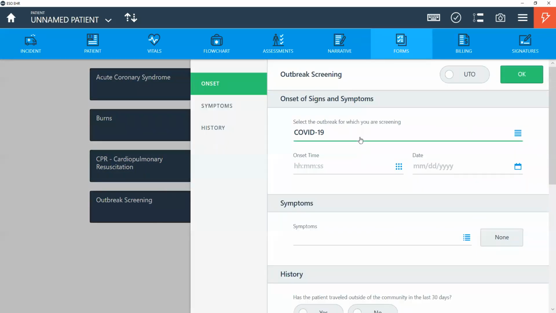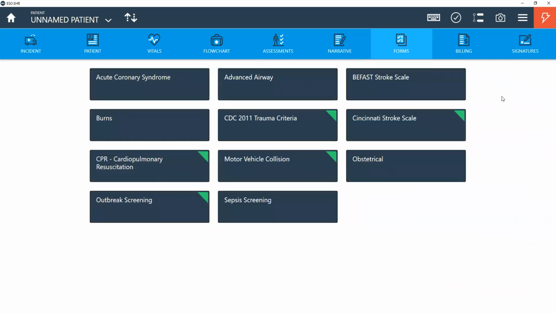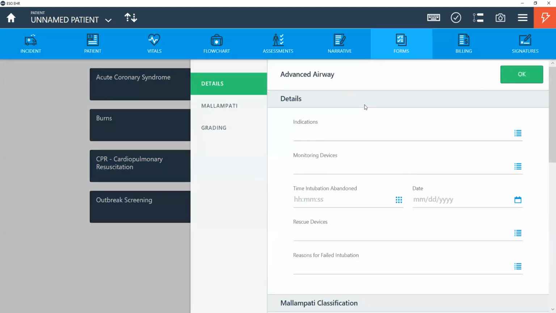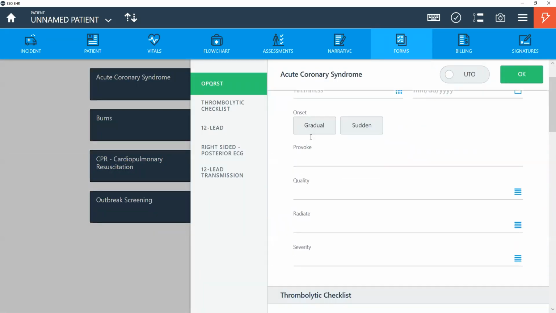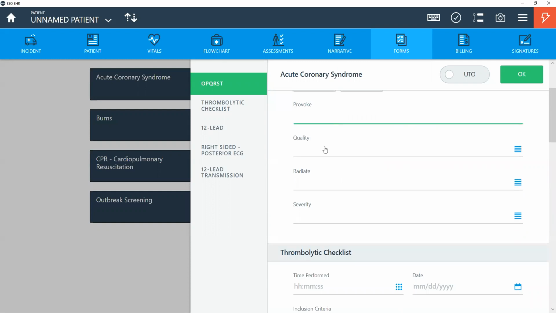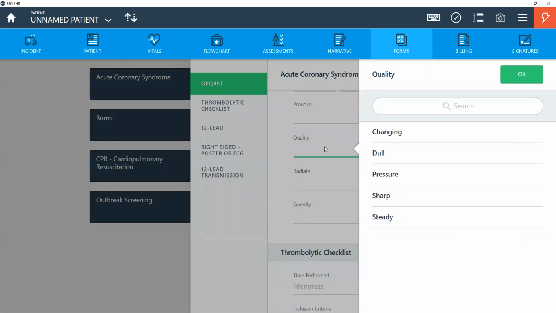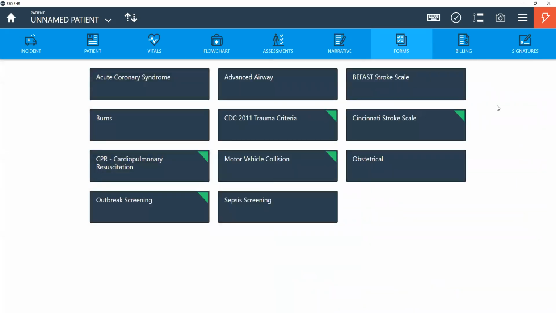So if somebody has COVID, you can select the COVID-19 outbreak and answer the questions. It's something we used to use real frequently, not so much anymore, but it's a good thing to remember if you do come across somebody that has COVID-like symptoms. Advanced airway. Anytime you have a patient with chest pain, these, again, are questions that we should be asking. This acts as a good reminder and also allows us to document them uniformly so that we can look at all these charts and be able to see and identify any trends.